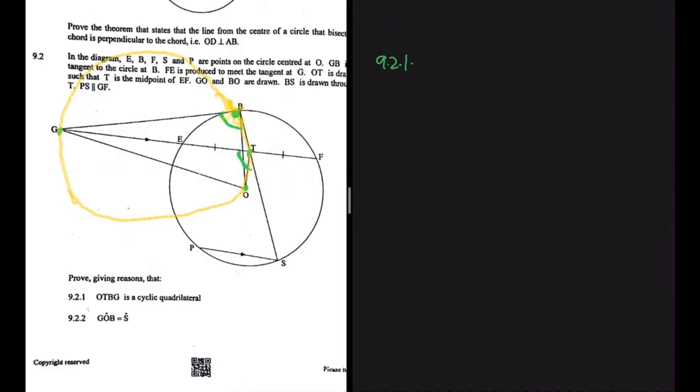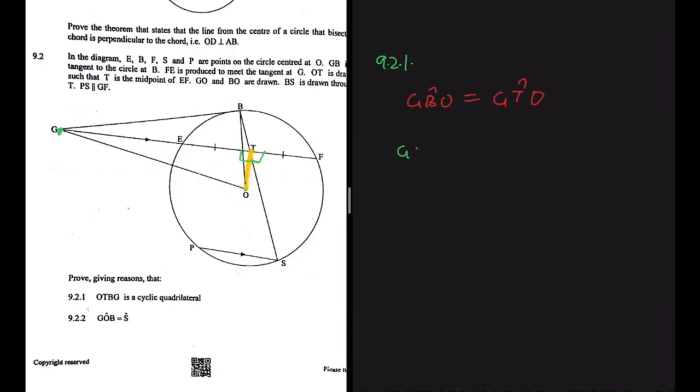So let me just erase this. We are required to prove that angle GBO is equal to angle GTO. If we can prove that, then indeed OTBG is a cyclic quad, right? So let's go ahead and try and prove that. Very quickly, you can see here that this line from the center is cutting the line EF in half, right? If it cuts the line EF in half, then this angle here should be 90 and this angle here should also be 90. So what are we saying?